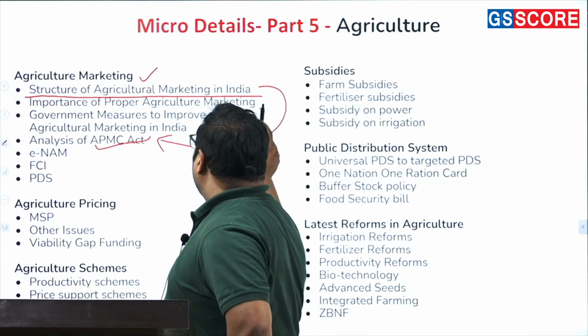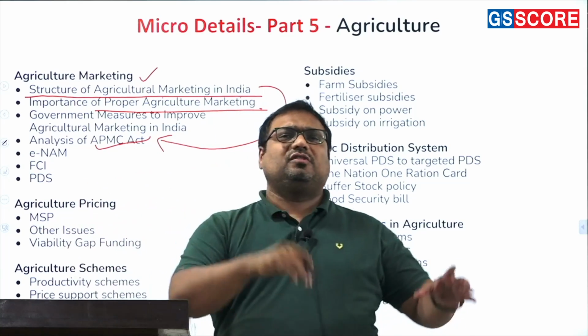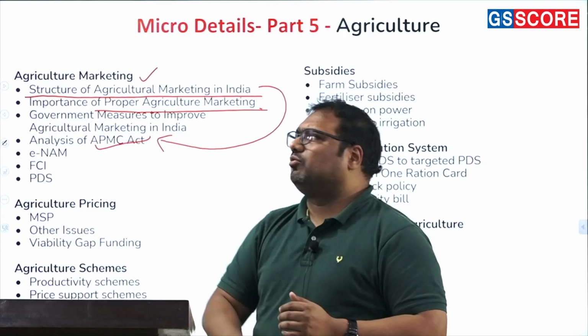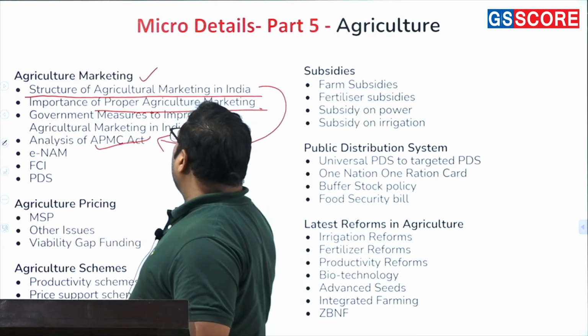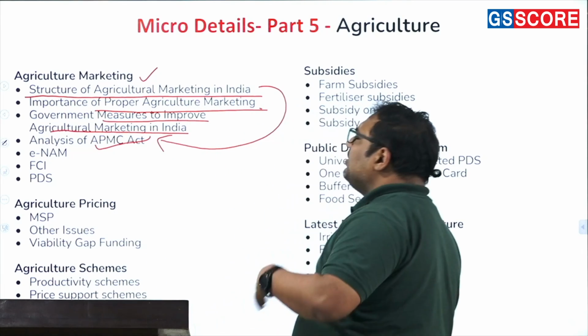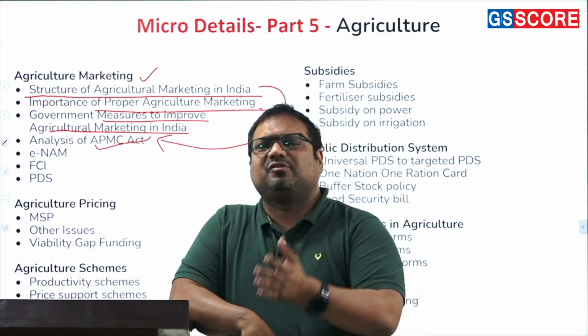So then you have to also understand the importance of the proper agriculture marketing. That what is the role of marketing, how marketing support agriculture. This also needs to be studied here. Then government measures to improve agricultural marketing in India. What steps government has taken to improve the agriculture market? So there you have to study APMC reforms.